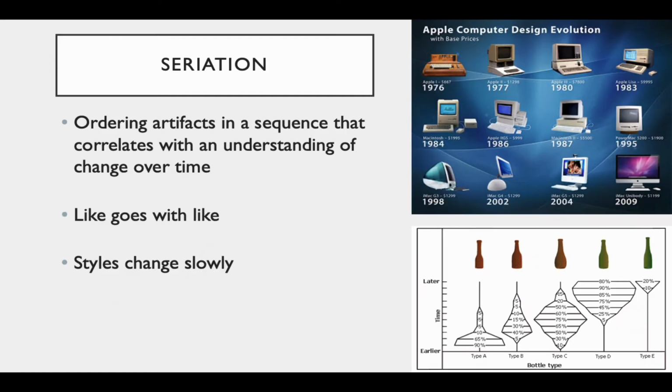Seriation is another relative technique, and it involves ordering artifacts in a sequence that correlates with an understanding of change over time. So we know styles and technological advancements can be seen in different material types. So if we look at Apple computers, for example, we see some big changes over time, and that is expressed in the style of the artifacts themselves. So if we organize our artifacts with like goes with like, so similar looking things together, based on that principle that styles change slowly over time, we can begin to understand patterns in the information that we're seeing.